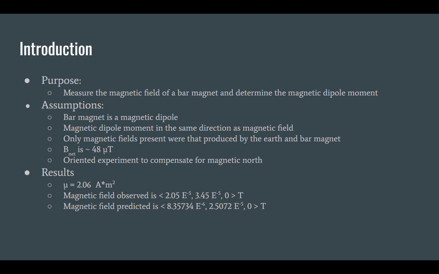Moreover, I assumed that the net magnetic field here in Metz, France, where this experiment was conducted, was approximately 48 microteslas, per the value given in the experiment's instructions. Lastly, I assumed that the experiment was correctly oriented to compensate for magnetic north. One major conclusion from this experiment included finding the magnetic dipole moment, mu, was equal to 2.06 Am², which allowed me to calculate the magnetic field of the bar magnet.